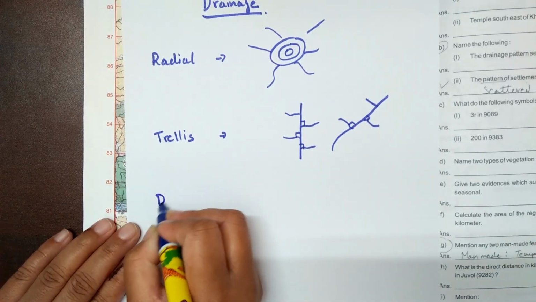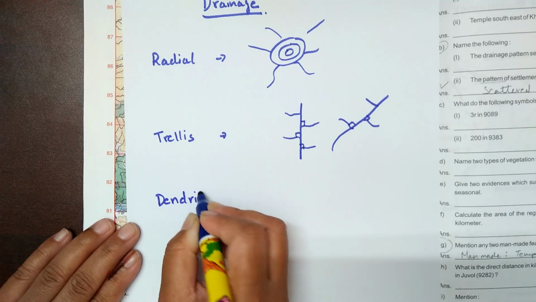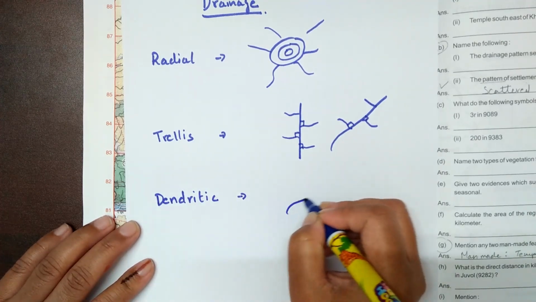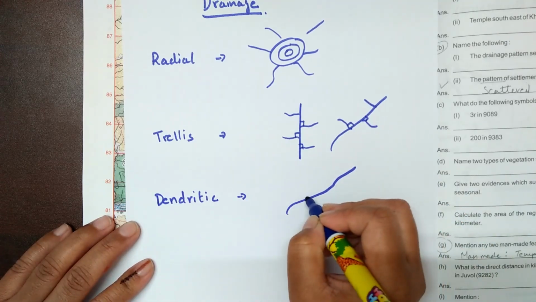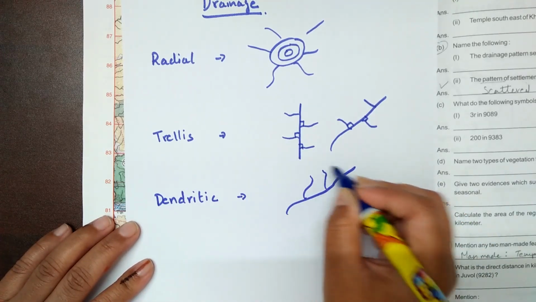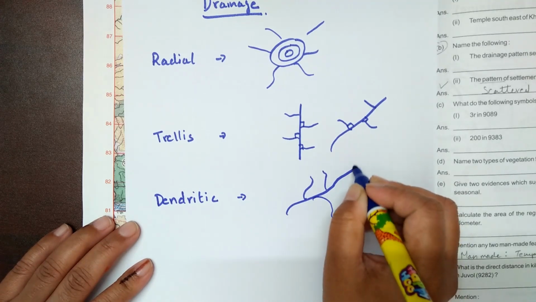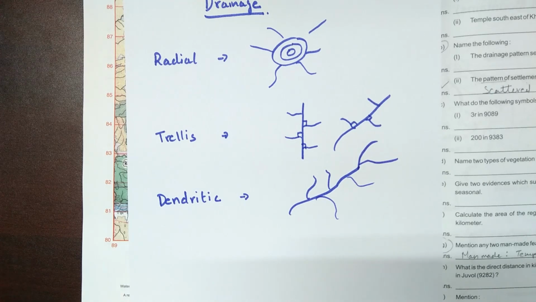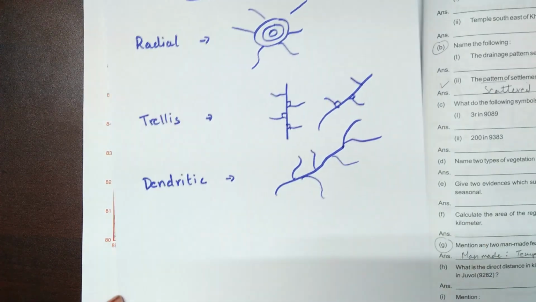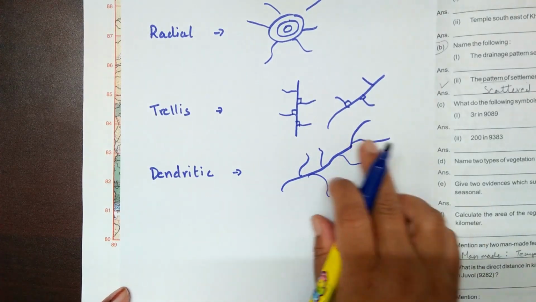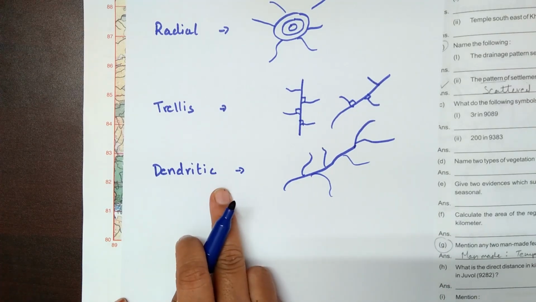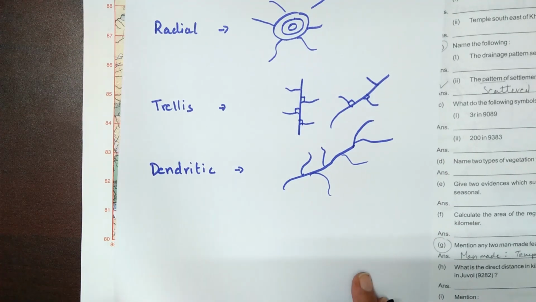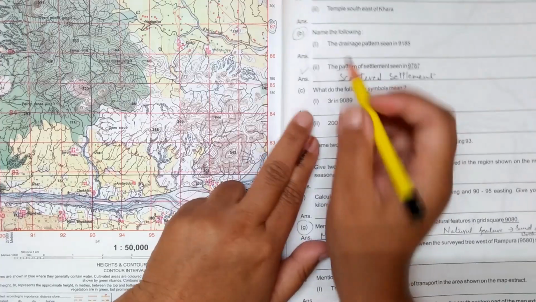Then the third one is your dendritic. In dendritic, you have a main stream, and the other streams grow like branches, flowing like the branches of a tree. If you see this kind of flowing like a tree branch, this is called a dendritic pattern. Okay, so let's see how it appears on the topographical map.